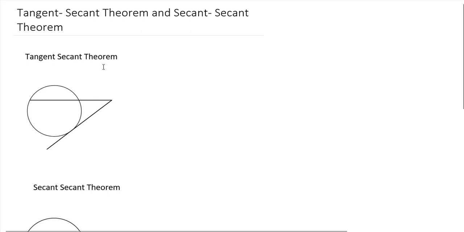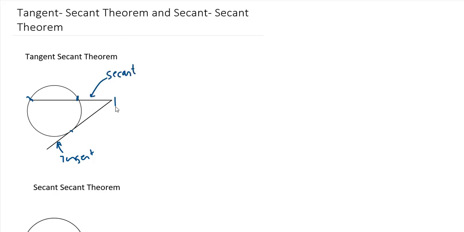Let us now understand the tangent-secant theorem and the secant-secant theorem. First of all, let us understand what a secant is. A tangent touches the circle at only one point, whereas a secant intersects the circle at 2 points. So any line that intersects the circle at 2 points is called a secant. So this line is called a secant. Let's call these points A, B, C and D. As per the tangent-secant theorem, the square of the length of the tangent will be equal to AC into AB.